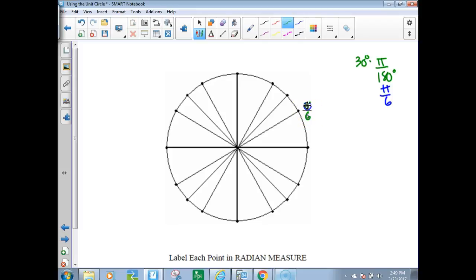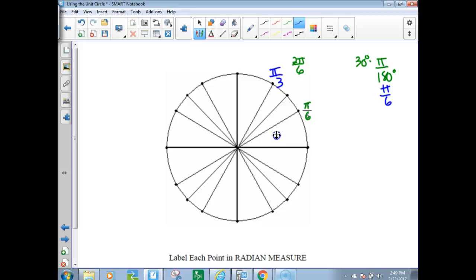And then we're going to keep counting by 30s just like we did in the last one. But we're going to count in terms of pi over 6s. Okay, so we have 1 pi over 6. 2 pi over 6. Now wait, I'm not going to label that because I can tell that it's going to reduce. So that's actually pi over 3.